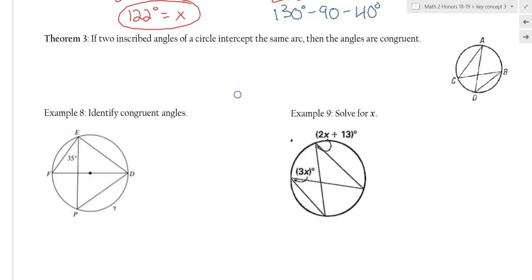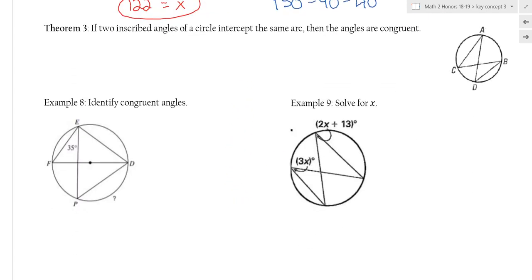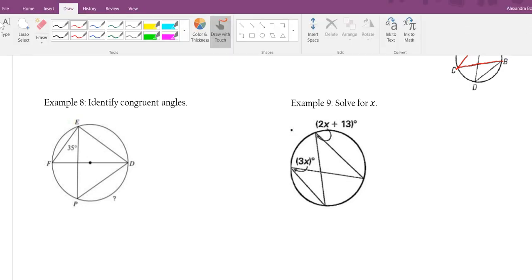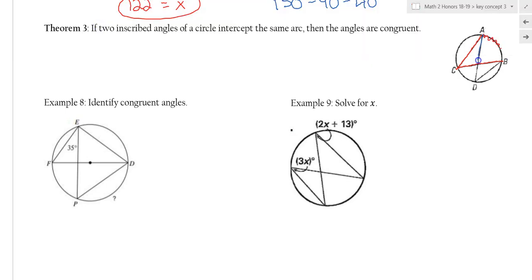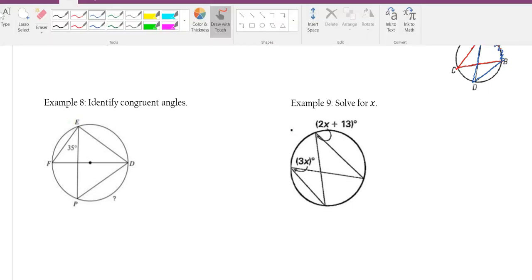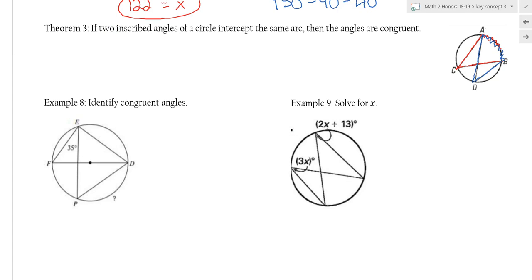All right, our last theorem. If two inscribed angles of a circle intercept the same arc, then the angles are congruent. So if we look here, I have A to C to B goes over this. And if I start at A and go to D and then go to B, it also covers that. So this theorem is telling us angle C and angle D are congruent. Okay, because it's the same arc, so therefore they're going to have the same measure.